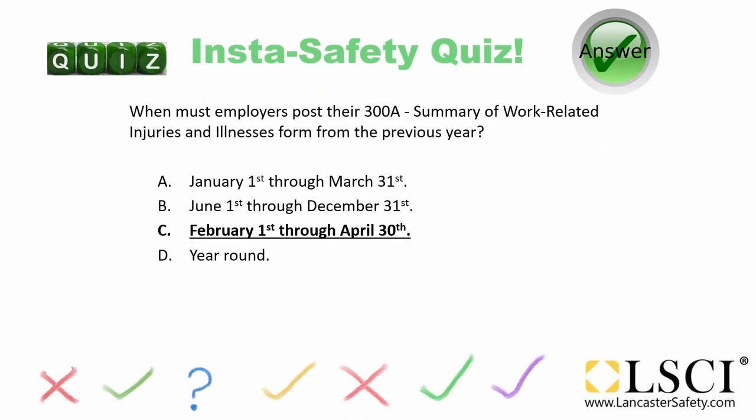All right, so the answer is C, February 1st through April 30th. Employers must post their OSHA 300A injury and illness log from the previous year in an area that all employees may view. So that could be a lunchroom or maybe a break room, and that's from February 1st through April 30th annually.